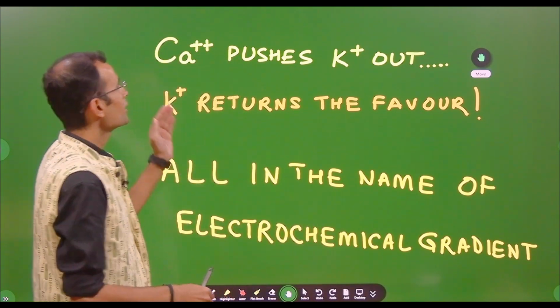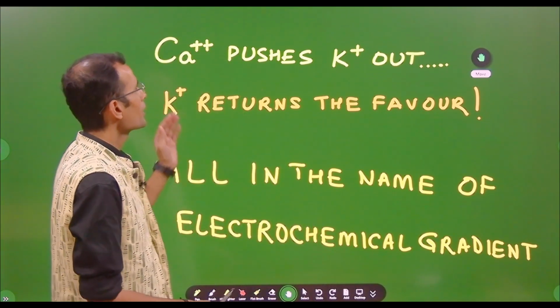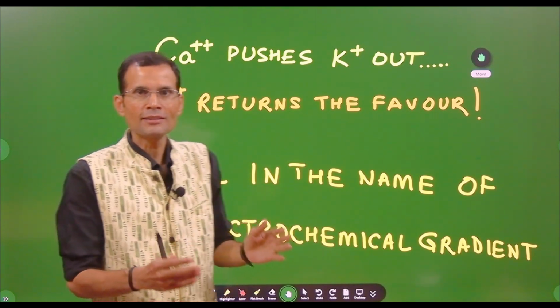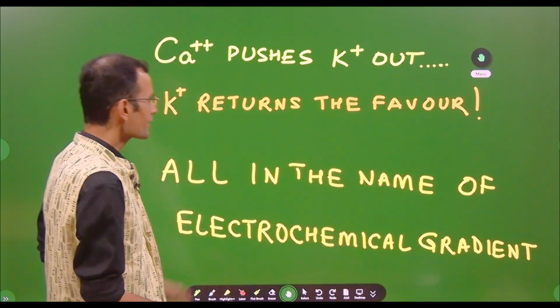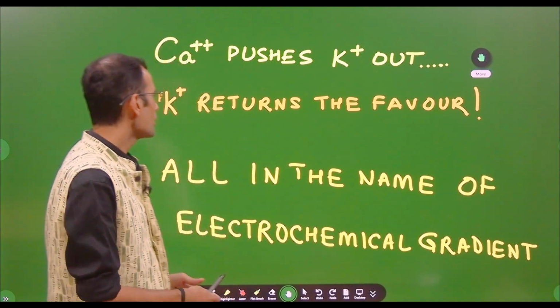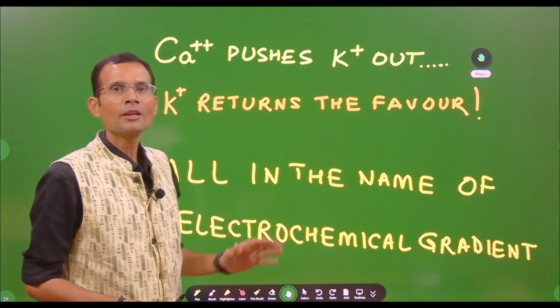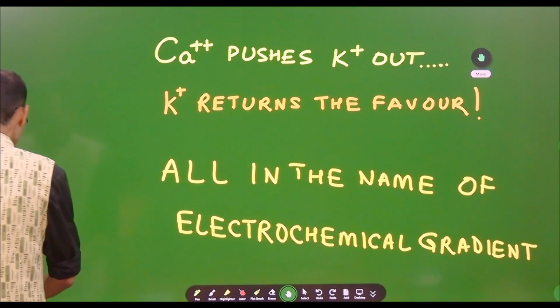Now coming to the fascinating story for the day. Calcium pushes out the potassium. Potassium returns the favor. Yes, that's the title of the story. All in the name of electrochemical gradient. So let's have a look at this story.